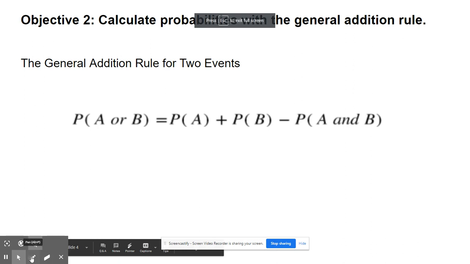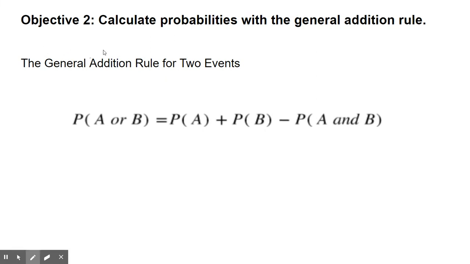Okay, so this is going to be the general addition rule for two events. This is for non-mutually exclusive events. So the general rule for two events, and again, these are not mutually exclusive, not mutually exclusive. For not mutually exclusive events, which means these events have overlapping events, they can occur at the same time.